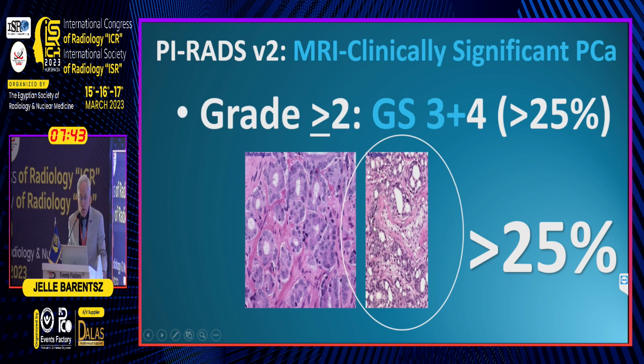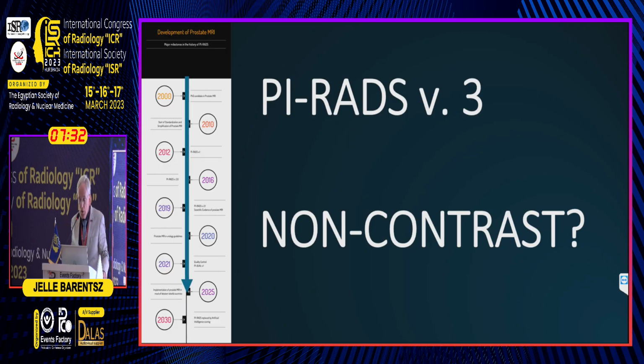You actually will see something when there is at least 25% of Gleason 4 component in your biopsy. So, this is, for me, clinically significant.